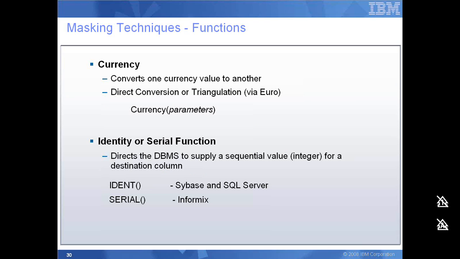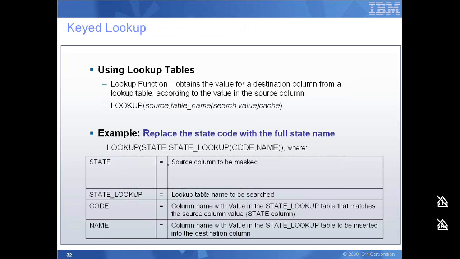In situations wherein I would like to do some data privacy implementation, wherein I have a set of lookup tables and I would like to make modifications based upon the values existing in a lookup table, I use what is called a keyed lookup, wherein I specify the source column to be masked, the lookup table name which has to be searched, and the columns inside the lookup table which will have the values needed for doing the actual masking.